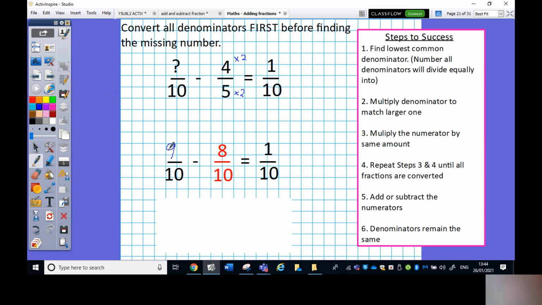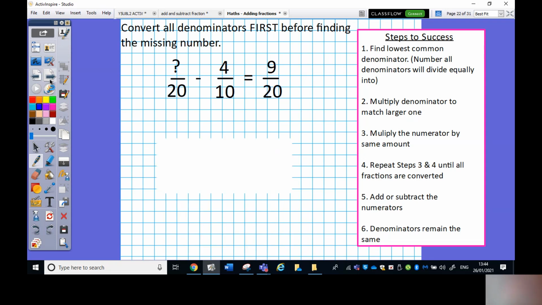Okay, let me double check that. 9 take away 8 equals 1. Fantastic. It's a good thing that I double checked it. I'd like you to double check it because sometimes we can make a really silly mistake, and I know how to add and subtract those two numbers. They're really easy, so just be careful.